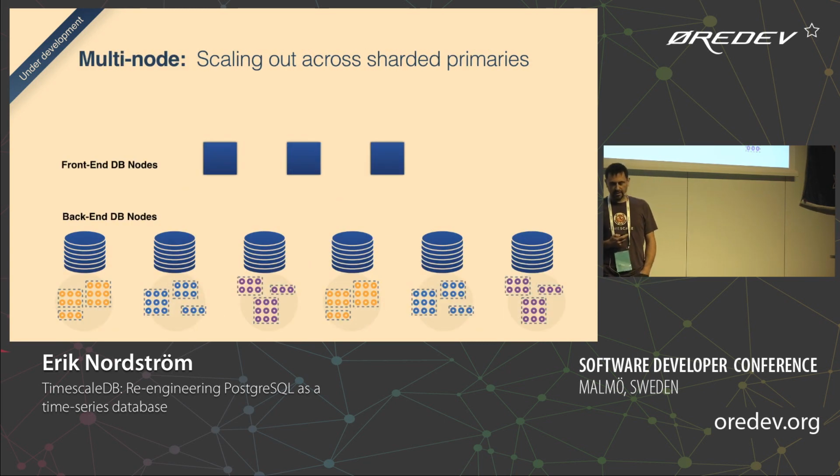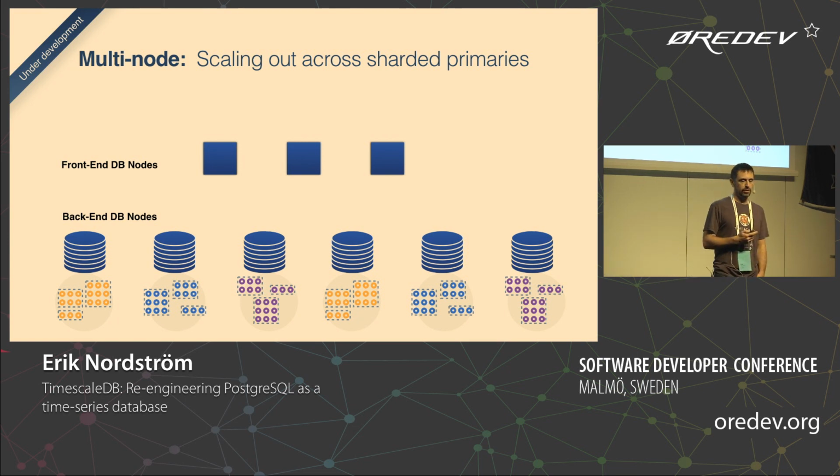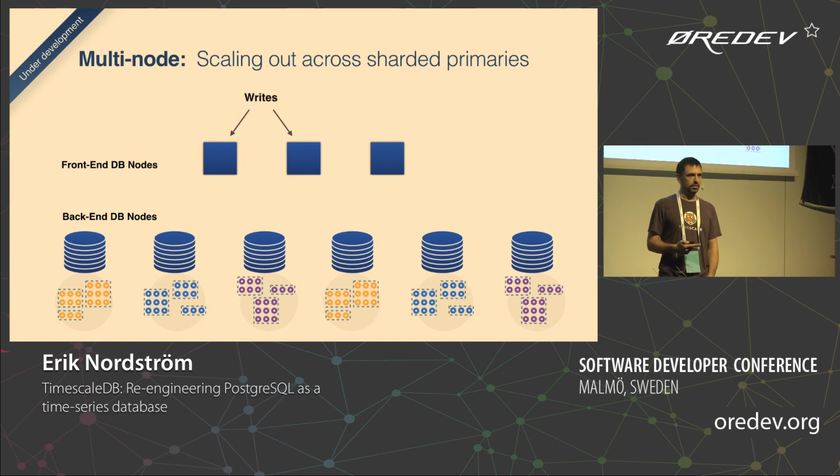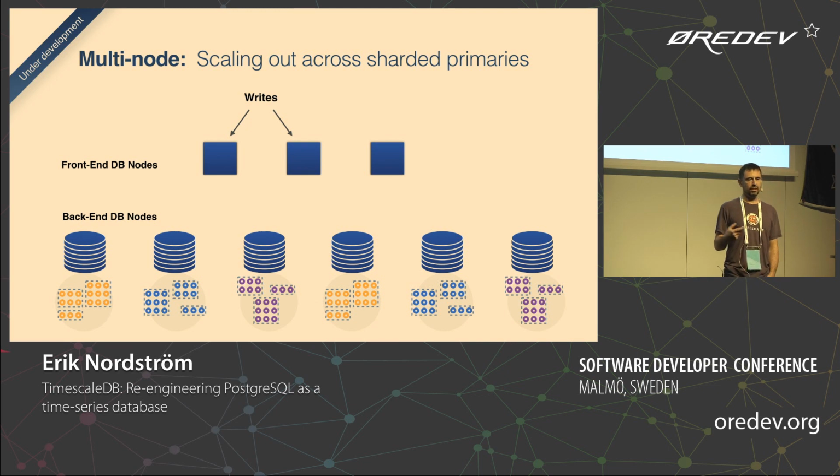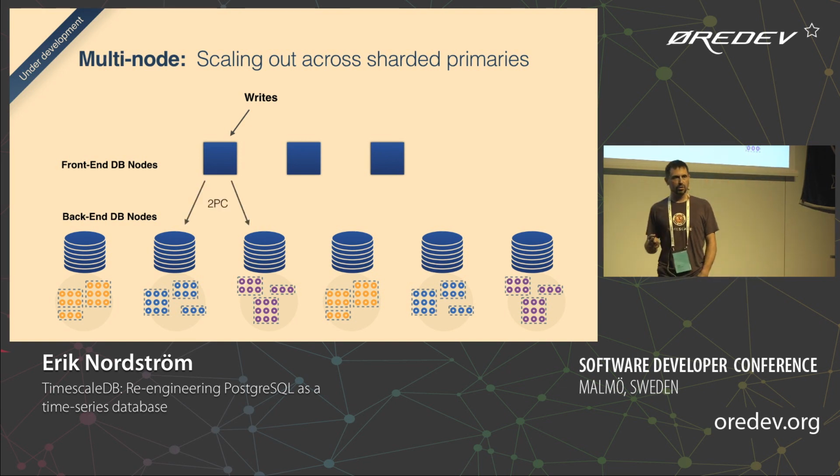Again, we want to build a scale-out version of this where you can involve multiple nodes. Here we imagine that you would have one or a set of front-end nodes to which you connect as a client, and you write your data there. This is going to present a very familiar interface. It would look like any single-node TimescaleDB database. Then we're doing writes to the backend, and here we're using two-phase commit to ensure that we retain transactional semantics, so it's all or nothing.